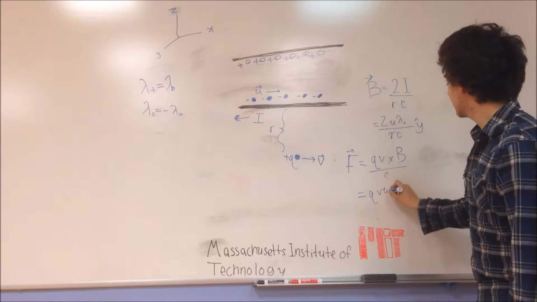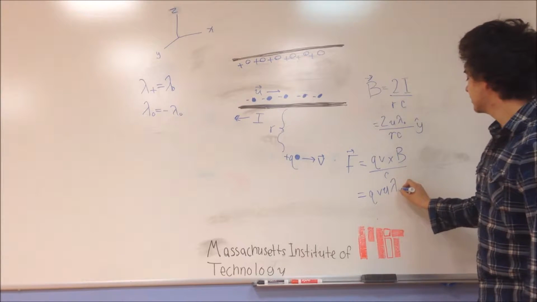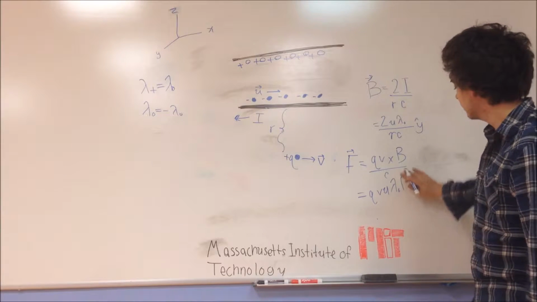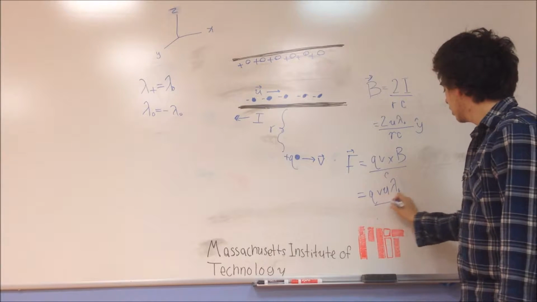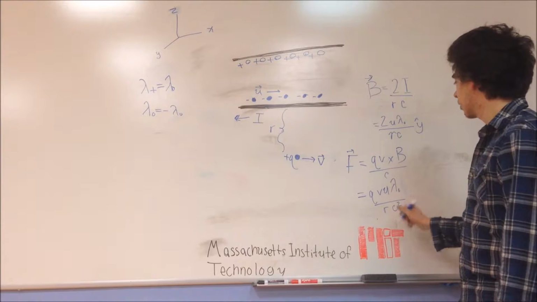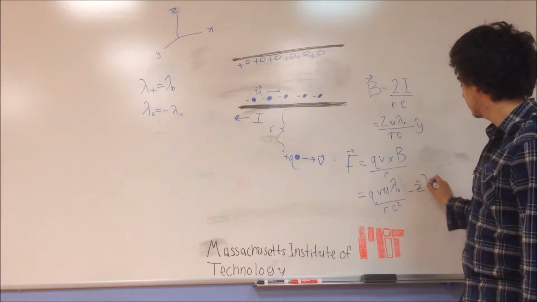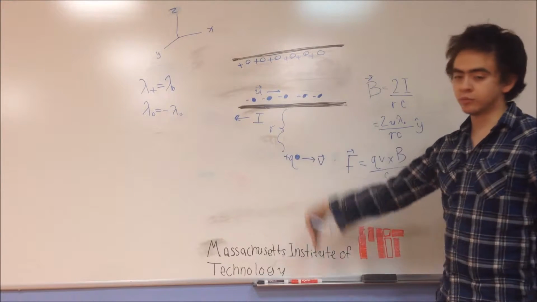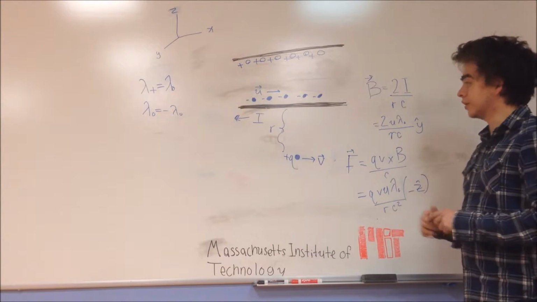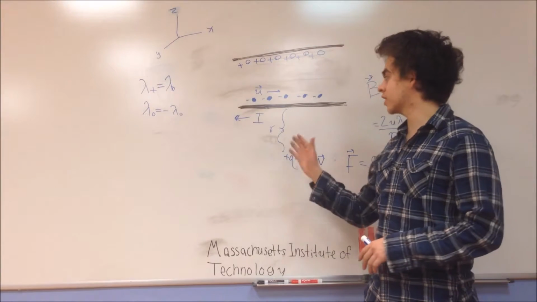What this will yield at the end is a force experienced by this particle of q times v times u times lambda over R c squared, and this force will be pointing in the negative z direction. So the particle will be trying to move down. Okay, this is one point of view of what's happening.